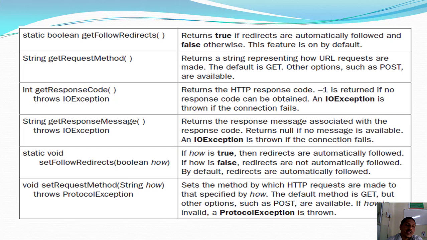Next method, void setRequestMethod(String how) throws ProtocolException. This method sets the method by which HTTP requests are made to that specified by how. The default method is GET, but other options such as POST are available. If how is invalid, a ProtocolException is thrown. Like this, many methods are there, and it also inherits the methods of the URL connection class, since it is a subclass of URL connection.